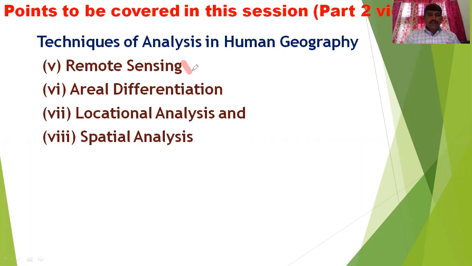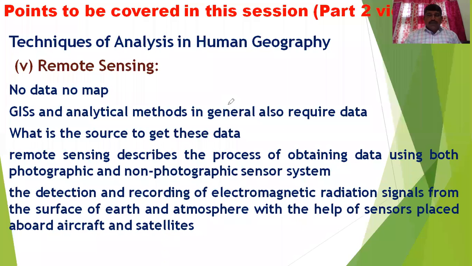The fifth one is remote sensing. Sixth is areal differentiation. Seventh is locational analysis. And the eighth is spatial analysis or regional science. Now let us discuss each of these points. We start with the fifth technique, that is remote sensing.